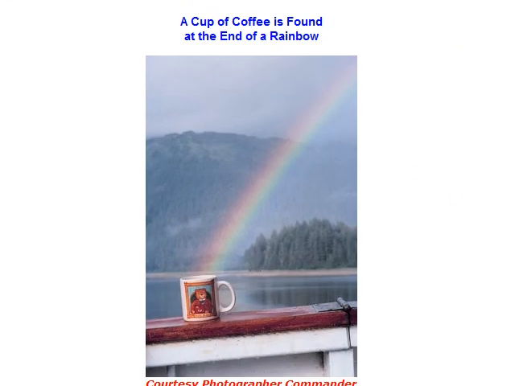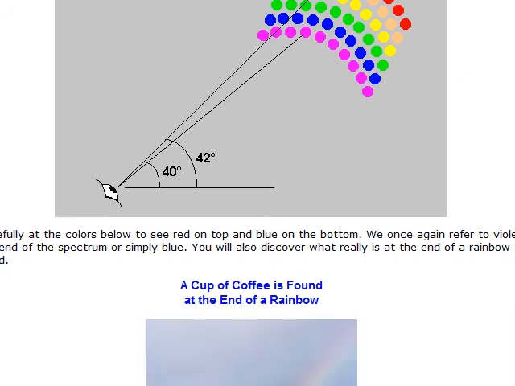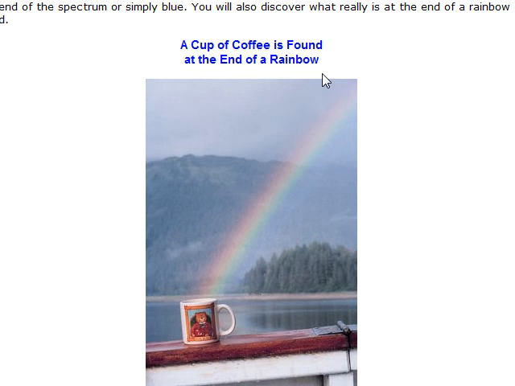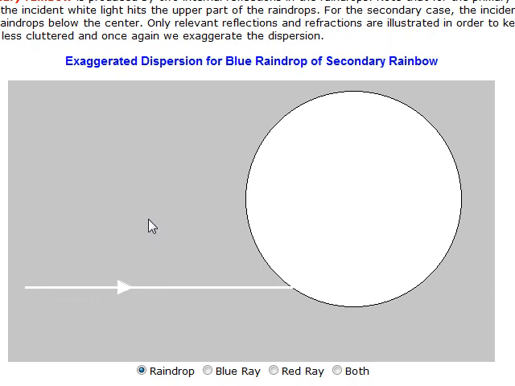Here it explains that red is on top, blue is on the bottom, and your angle is about 40 degrees, a spread of about 40 to 42, a 2 degree spread. And there you have it, a cup of coffee found at the end of the rainbow, and that's the primary rainbow. For the secondary rainbow, the light actually hits a little bit lower.